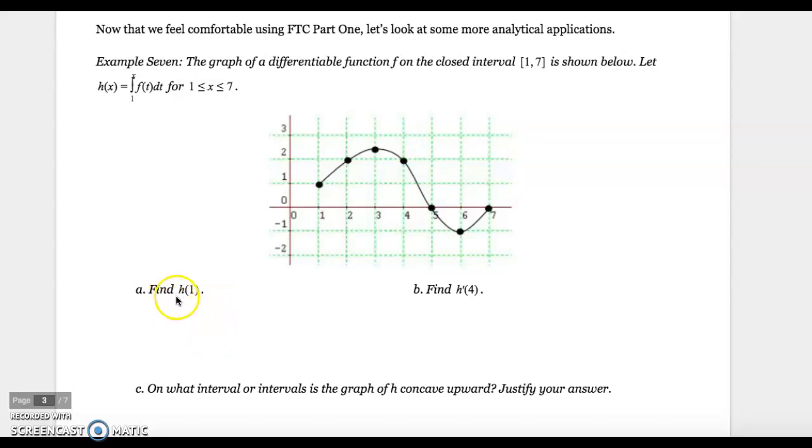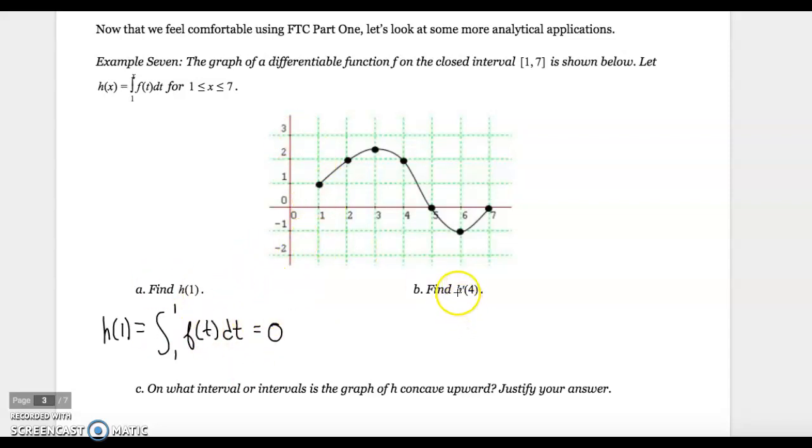Part A says we want to find h of 1. If I'm finding h of 1, that means I'm plugging in 1 for the x coordinate. So h of 1 is going to be equal to the integral from 1 to 1 of f of t dt. We know by our definite integral properties that if you take the integral from some bound to the same bound, your integral would be 0 because your area would be 0. That's like asking me to take the area under this curve from 1 to 1. Well, it doesn't have any width, so the area of that, quote, rectangle would be 0, okay?